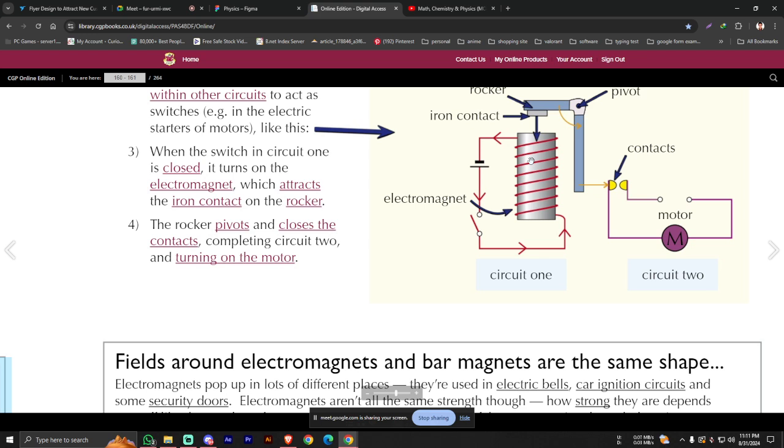Electromagnet's magnetic field, can you draw it? So can I draw an electromagnet? Yeah, you have to draw first of all the electromagnet, then the magnetic field of that, right? Okay, so do it and let me see the picture.